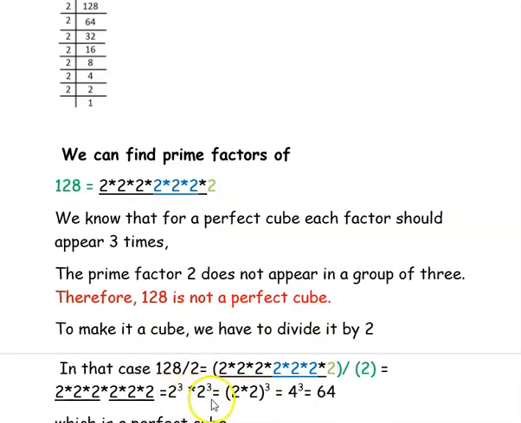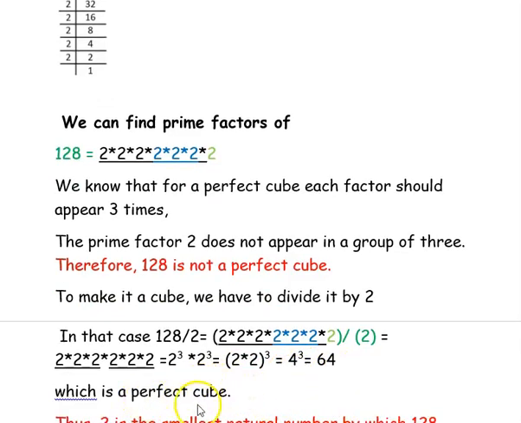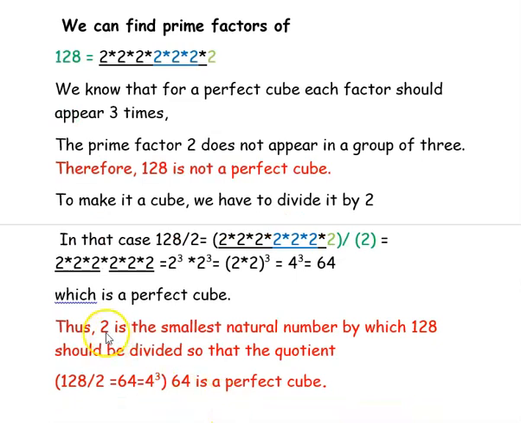That is 2 cube into 2 cube, that's 4 cube, which is nothing but 64. So 64 is a perfect cube number. So for this 128, we can write 2 is the smallest natural number by which 128 should be divided, so that the quotient 64 is a perfect cube number.